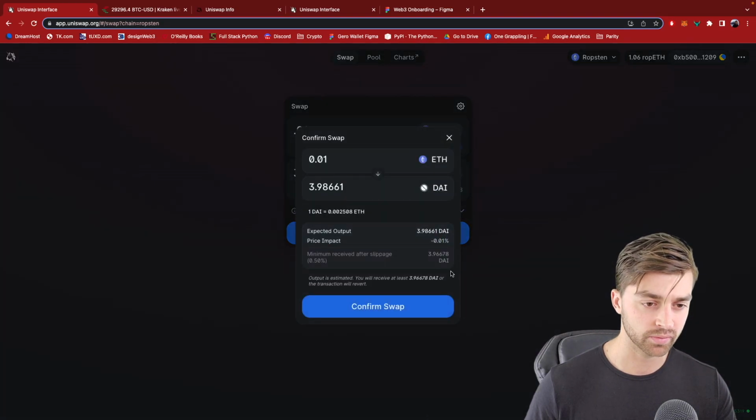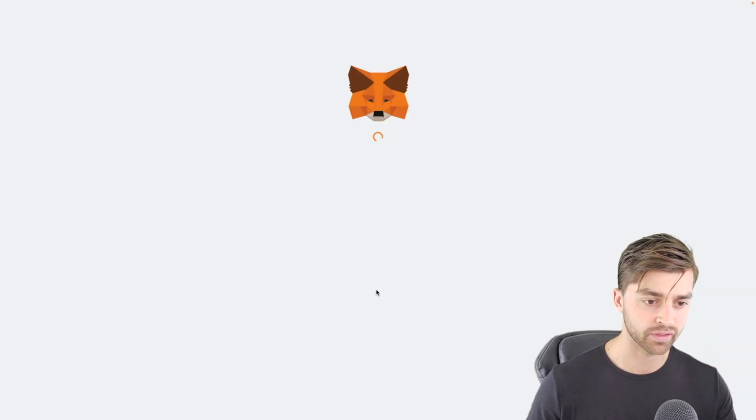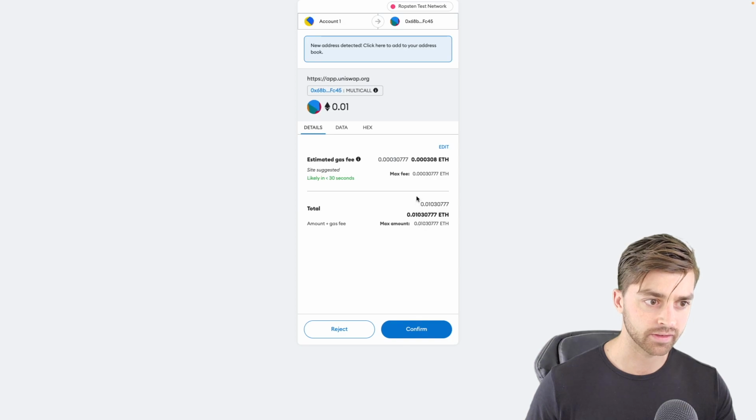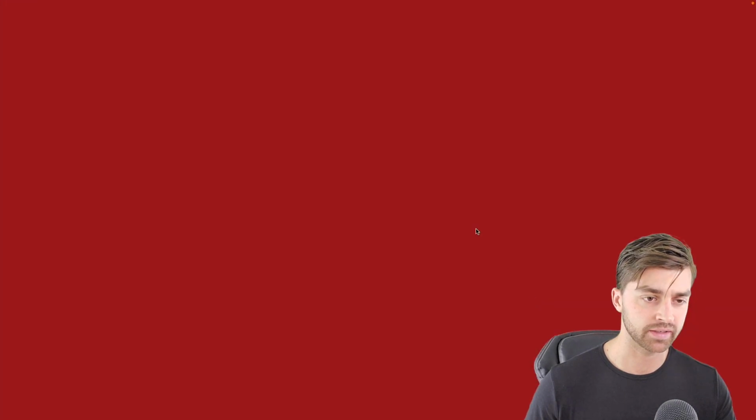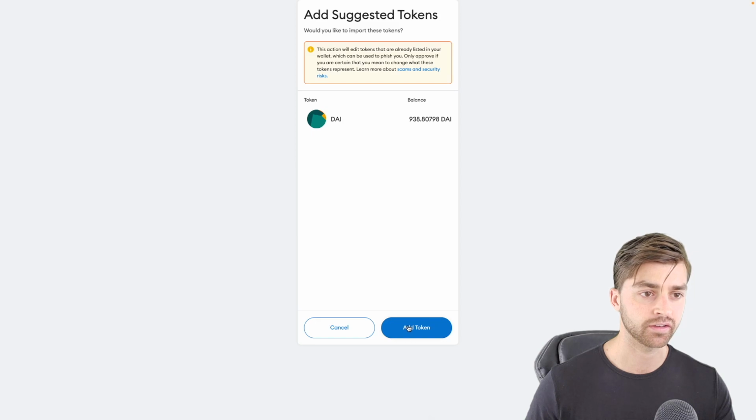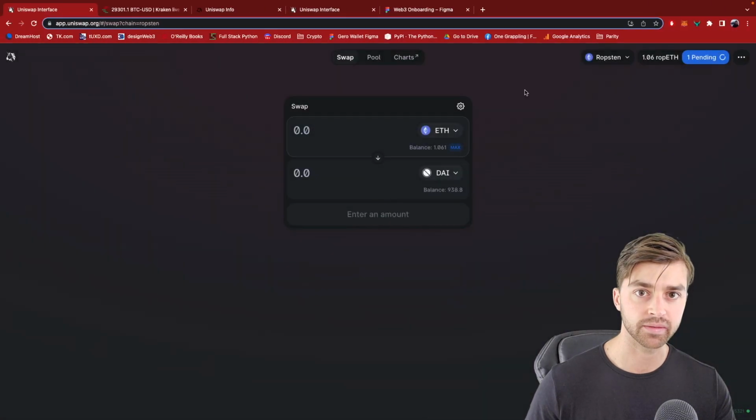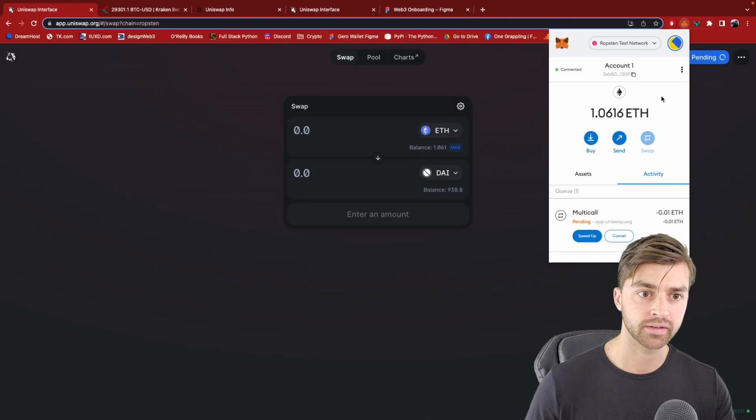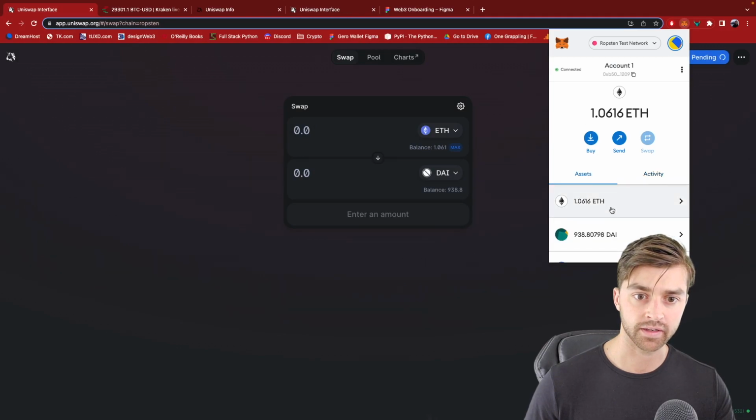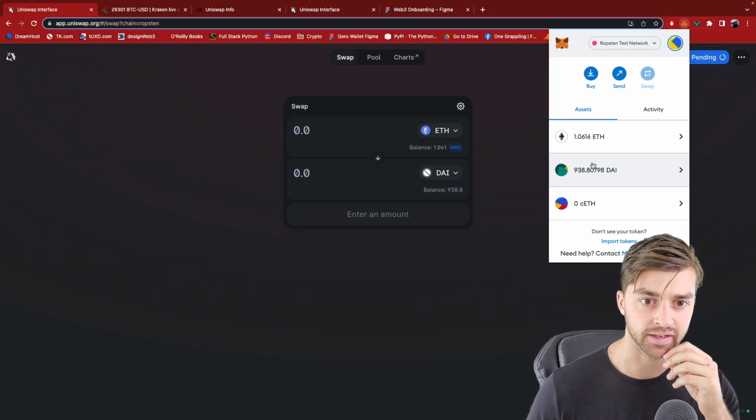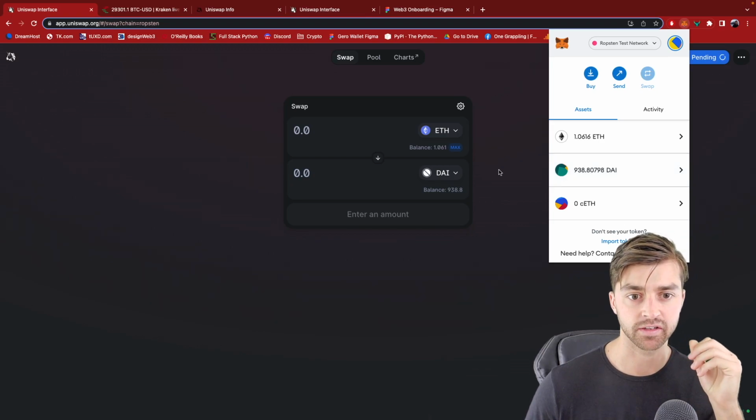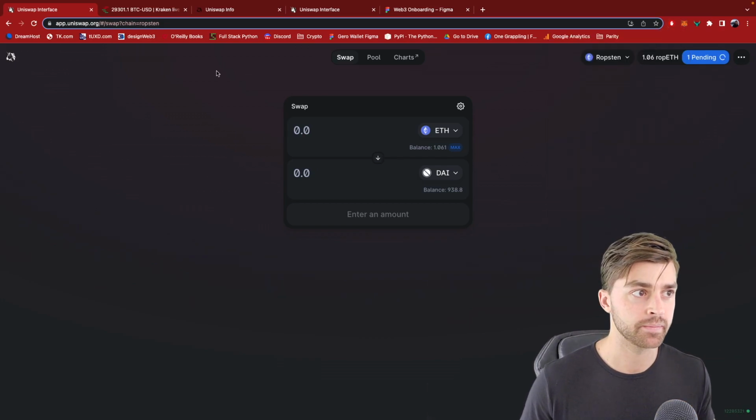And I can swap. I'm going to have to pay a network fee, of course, because we're going to send a transaction to Ethereum right now. See, here's the network fee, as always. I'm going to confirm. And transaction submitted, add DAI to MetaMask. This is just so that I can see the DAI token in my MetaMask wallet right here. And I can go to assets, and I can see that this should increase here because I already had DAI in my wallet. But once this transaction is confirmed, I'm going to get more DAI.